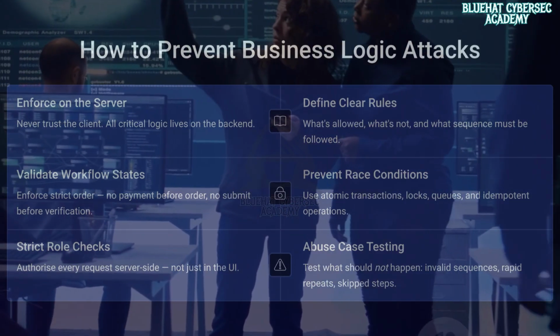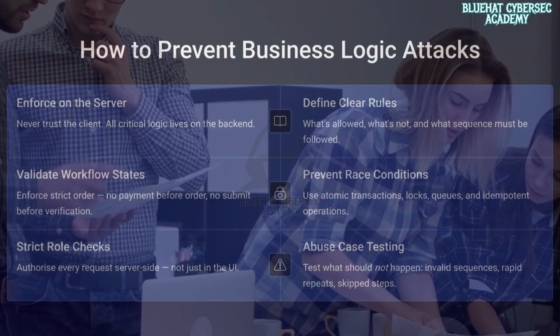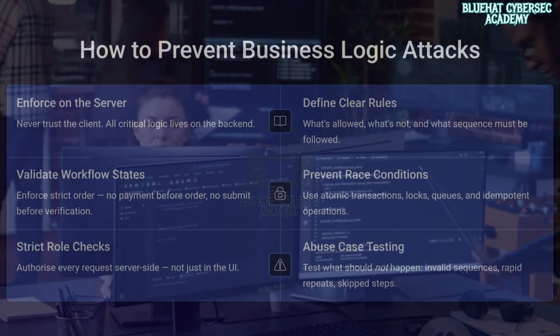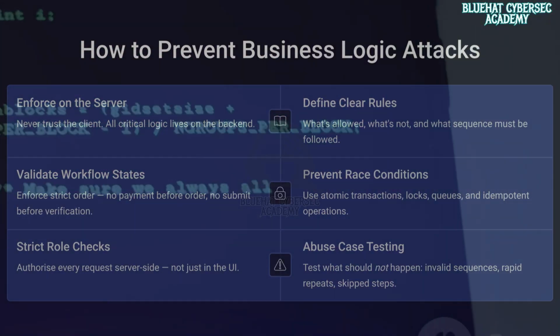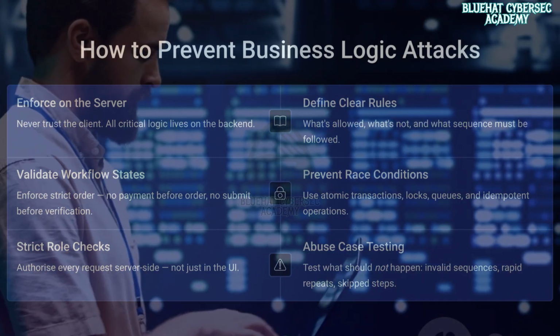So, how do we prevent business logic attacks? Prevention is not about adding more tools. It's really about better design. First, enforce everything on the server. Never trust the client side. Not calculations, not validations, not hidden fields. Everything critical must be validated on the back end.